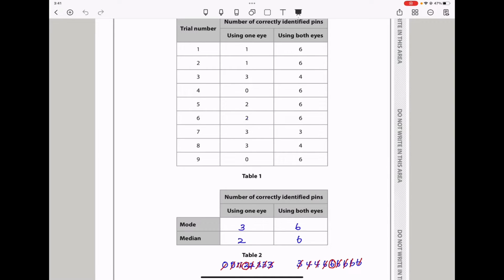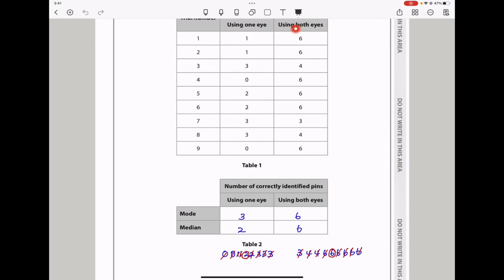That is going to be our median. I did the same thing for this data set for using both eyes, beginning with the lowest number, which is 3, and then writing them in increasing order until the last number, which is 6. So cancel here with that, with that, this with that, with that, and 6 remains in the middle, so this is going to be our median as well.